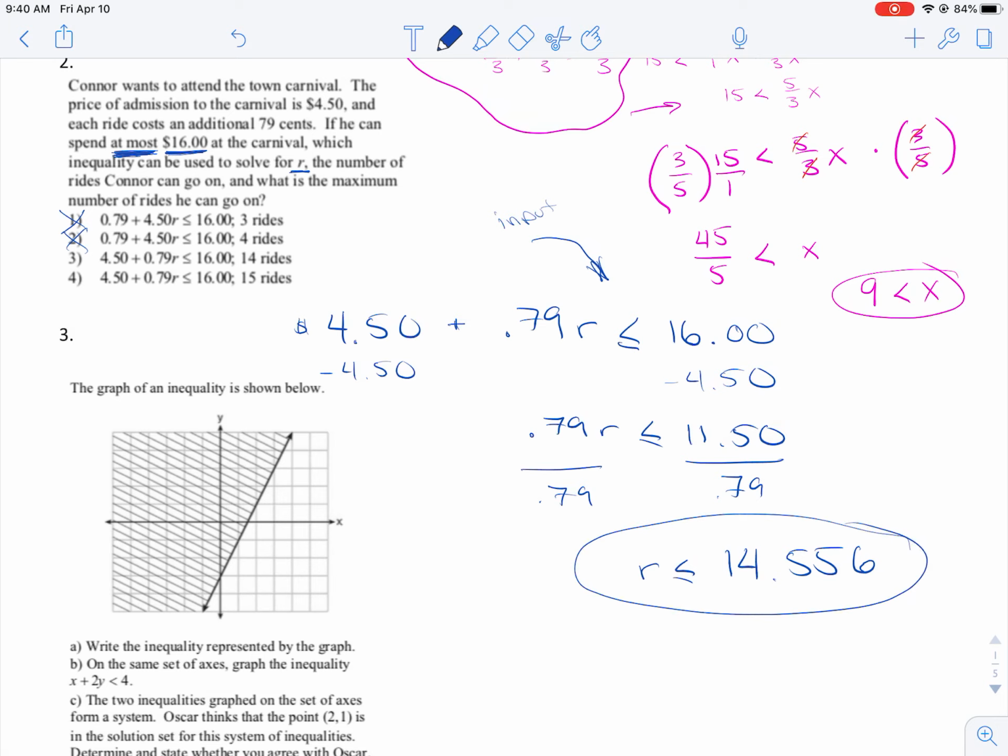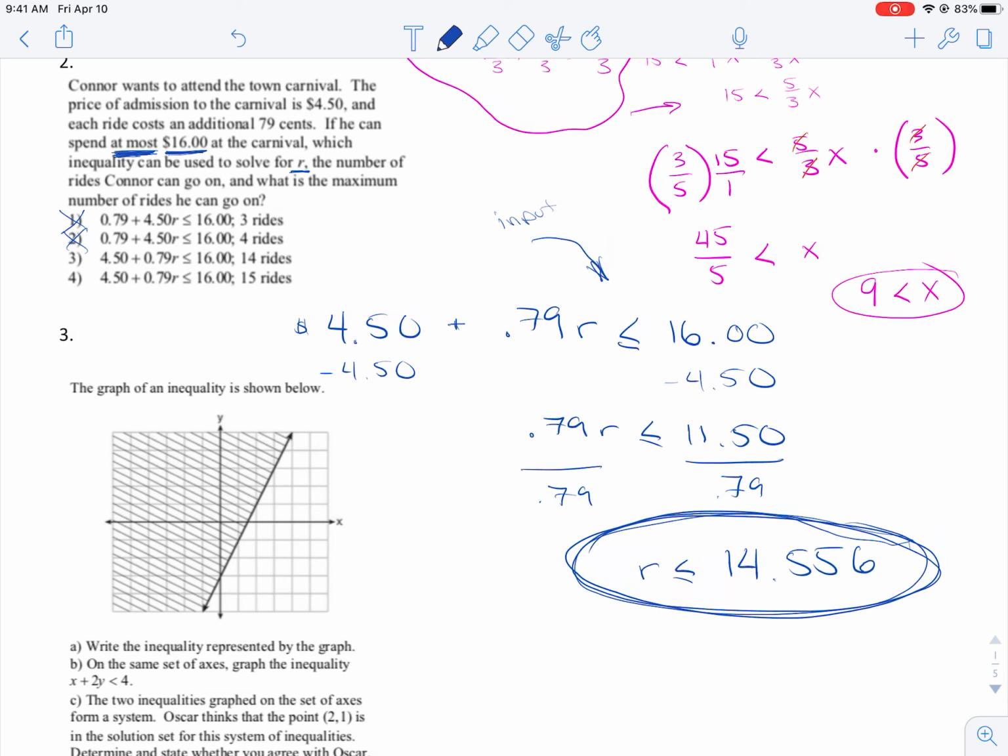14.556. Now, you do see a couple answers there, and they both look very similar. So now it's up to us to decide which one of these is right. Take a look at this number here. R is less than 14.556. That means we didn't quite reach 15 rides.